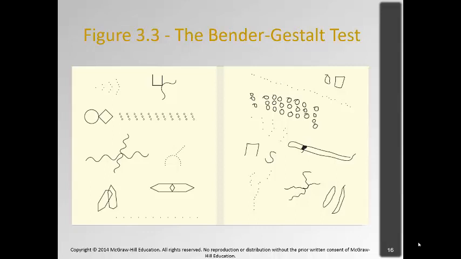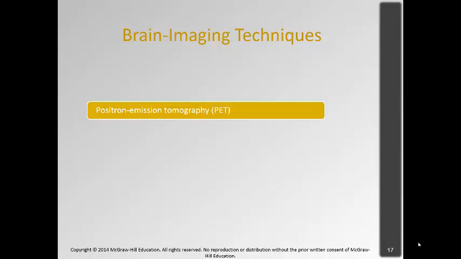So you can see the stimuli are on the left, and then on the right would be the drawings of somebody who has brain damage, and you can see that they weren't able to accurately copy that. And by looking at that, you can see that there's something wrong with their ability to process spatial material.